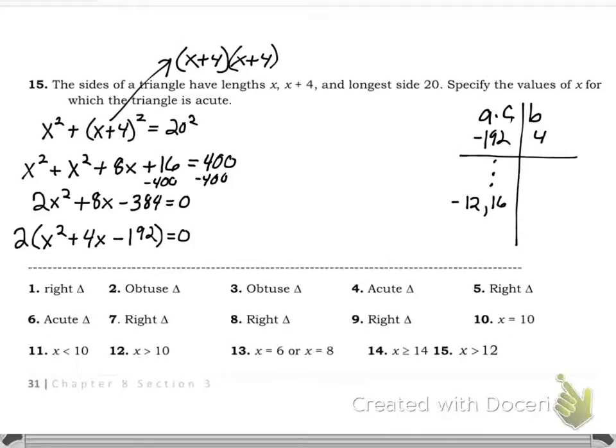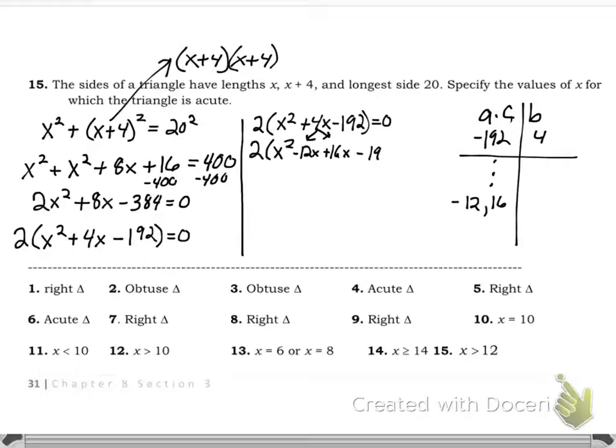So I'm going to leave the 2 in there. A lot of you might have divided both sides by 2. I'm just going to leave it in there. But basically, we're going to have 2, let me rewrite everything really quick, x squared plus 4x minus 192 equals 0. I'm going to rewrite this as x squared, I'm going to split apart that 4x into negative 12x plus 16x minus 192 equals 0.